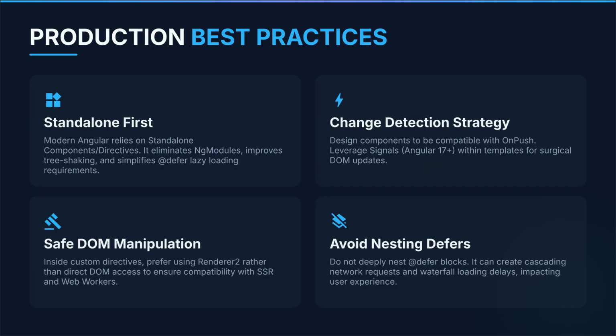Key production best practices include adopting standalone components first, using the OnPush change detection strategy with signals, employing Renderer2 for safe DOM manipulation, and, importantly, avoiding deep nesting of @defer blocks to prevent cascading loading delays.